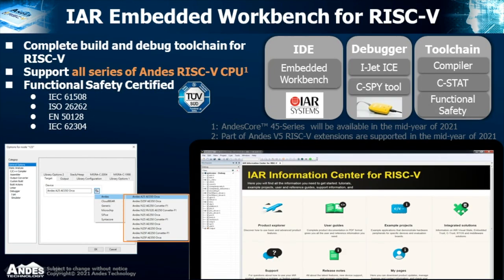IAR used to be the key compiler and IDE vendor in the ecosystem. Now it joins RISC-V and provides outstanding compiler performance for RISC-V processors. It supports all series of Andes RISC-V CPUs, and we also partner to provide processors and toolchain for functional safety applications. IAR has certified for functional safety for industrial, automotive, railway, and medical devices, and it will deliver processors for functional safety as well in 2022.